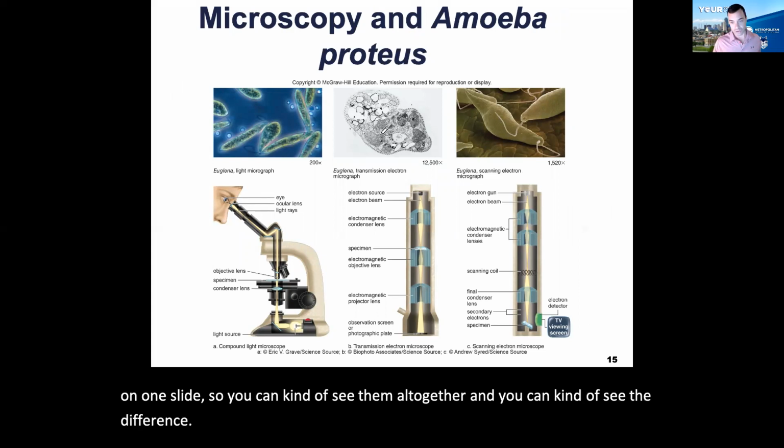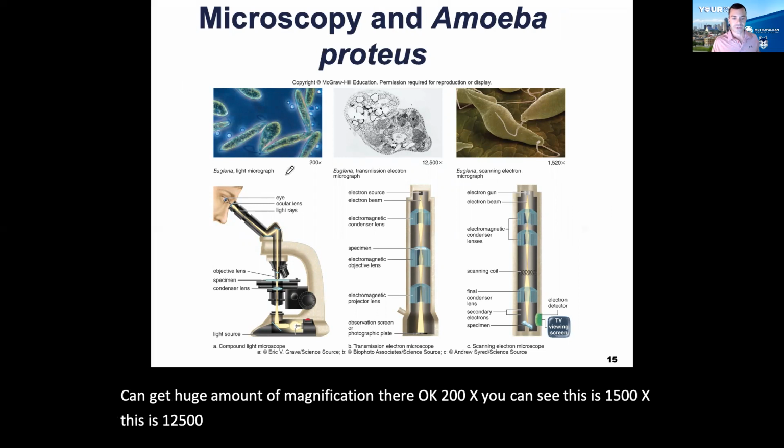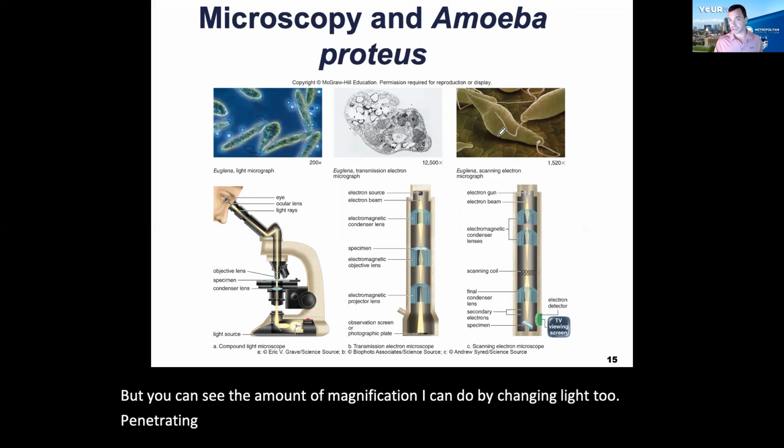You can get a huge amount of magnification there, okay? 200x, you can see this is 1500x, this is 12,500x, you all can read. But you can see the amount of magnification I can do by changing light to penetrating electrons to dispersed electrons just getting around on the surface of it, okay?